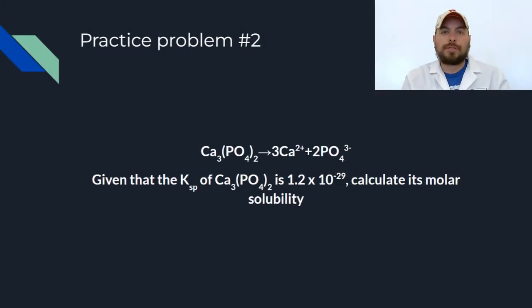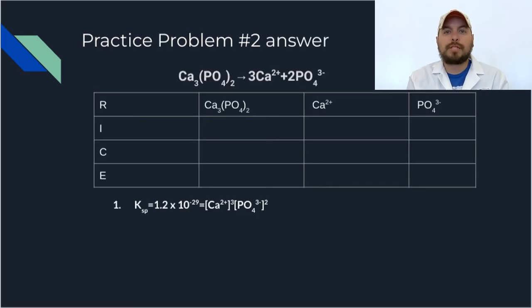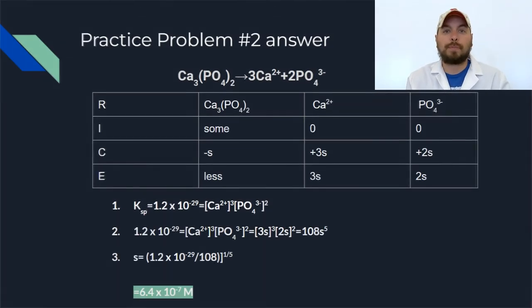Here's a second problem, and it's going to require a little bit more complex math, but in the end, it is the same basic process. We have a KSP here for my compound, calcium phosphate, that is 1.2 times 10 to the negative 29th. I'm going to use a RICE table to solve for my molar solubility. So if I plug in my equilibrium expression, KSP is equal to the concentration of calcium times the concentration of phosphate, calcium raised to the 3rd power, phosphate raised to the 2nd power.